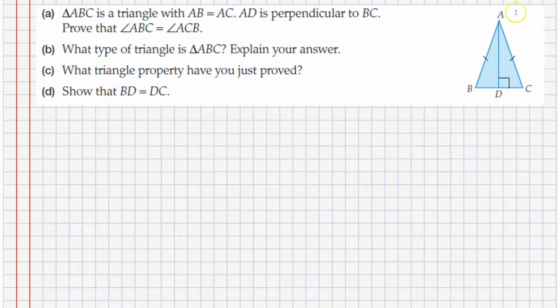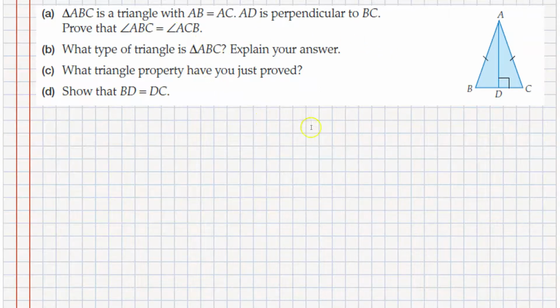We've got this triangle over here, and it says triangle ABC is a triangle with side AB equal to side AC. Side AD is perpendicular to side BC. Prove that angle ABC is equal to angle ACB.